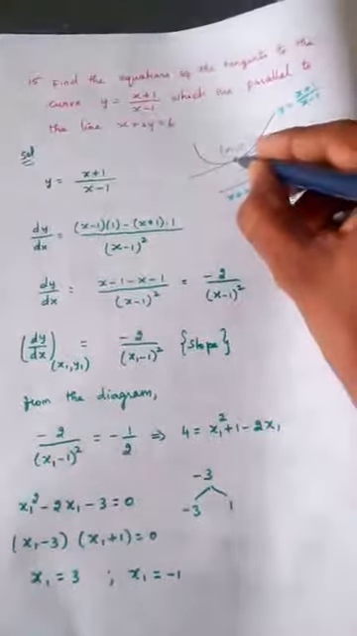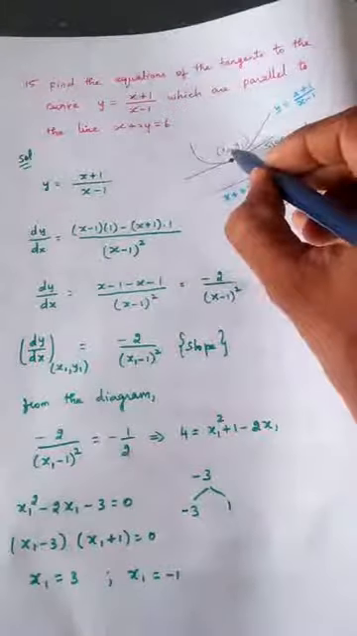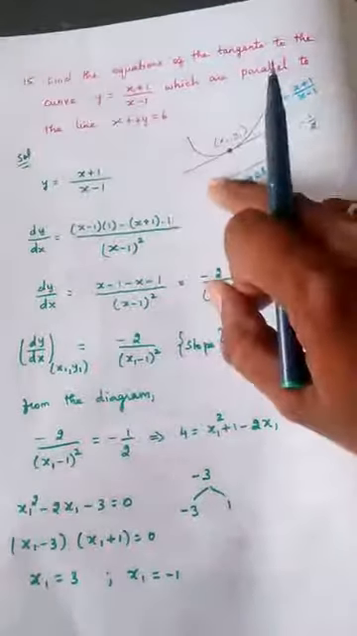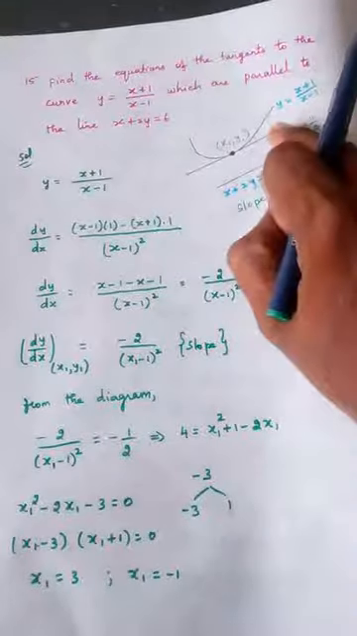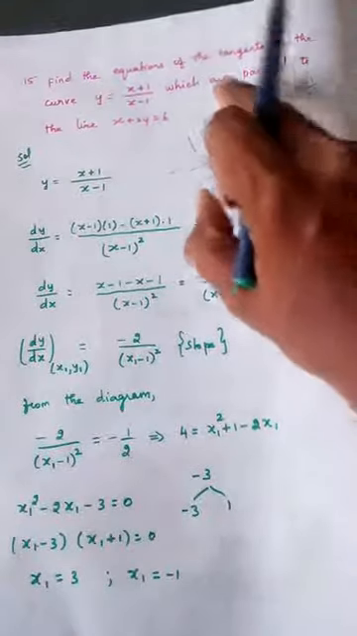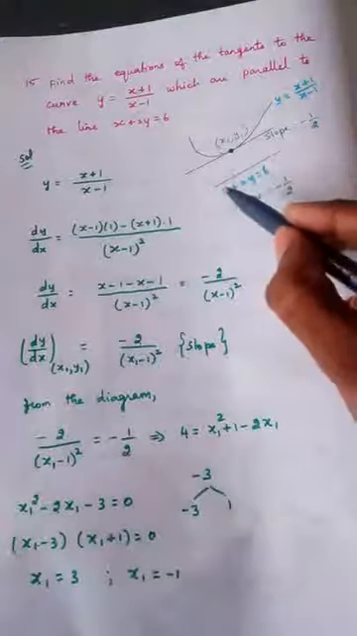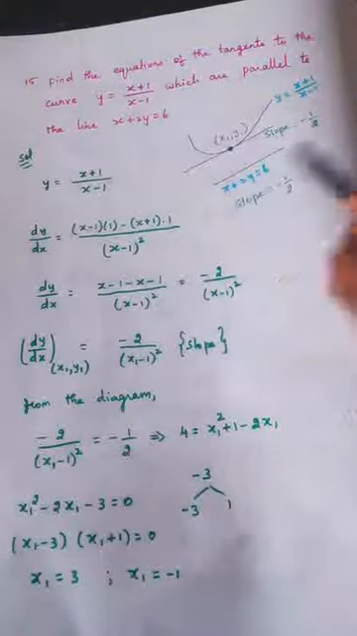So this is x1 comma y1. What is this? It is where the tangent meets the curve. That point is noted as x1 comma y1. What is the question asked? We need to find the equation of this tangent. Right. What is the condition? It is parallel to the line x plus 2y is equal to 6. This tangent should be parallel to this line.